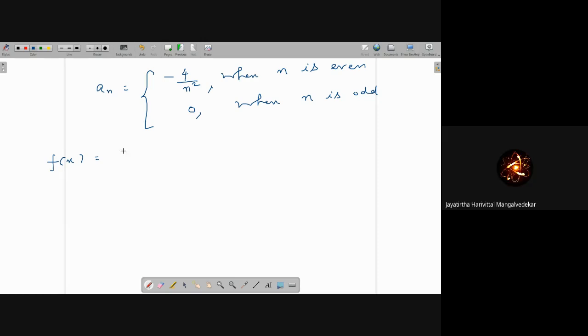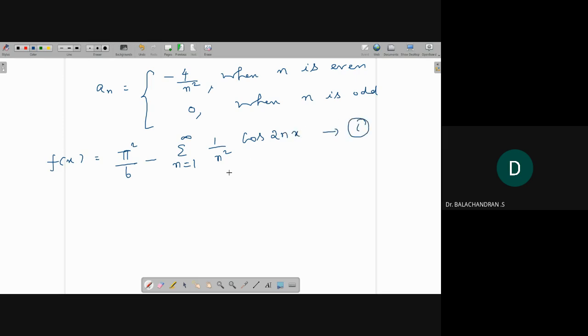What is f of pi x? Pi square by 6 minus summation n equal to 1 to infinity of 1 by n square cos 2nx. Yes, correct. Thank you, Jaya. Okay, so I call this 1.